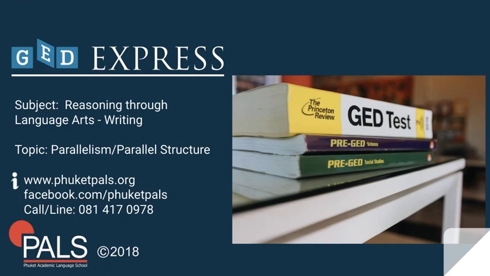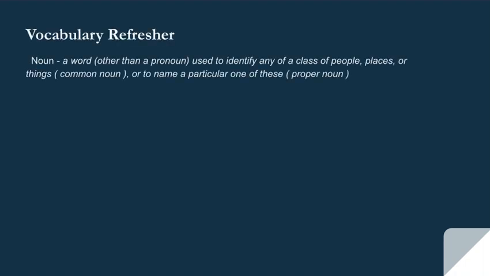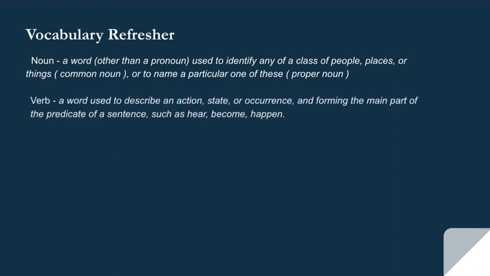Let's get it started. But first, let's begin with a quick vocabulary refresher. A noun is a word, other than a pronoun, used to identify any of a class of people, places, or things that you call common nouns, or to name a particular one of these, you call them proper nouns. A verb is a word used to describe an action, state, or occurrence, and forming the main part of the predicate of a sentence, such as hear, become, or happen.